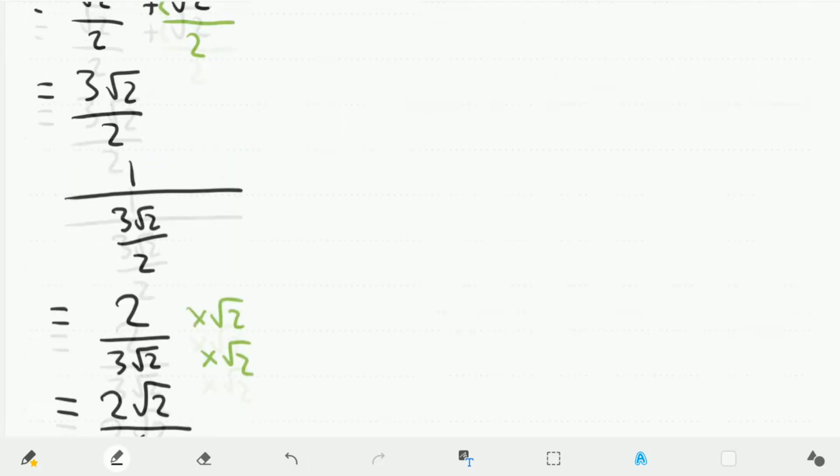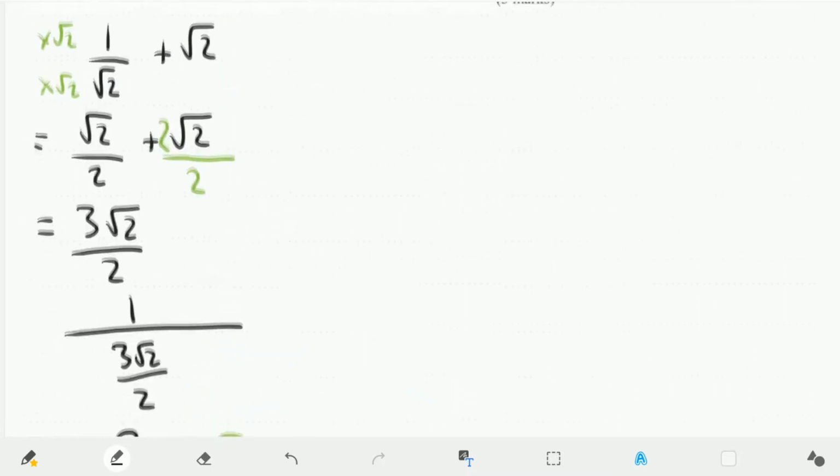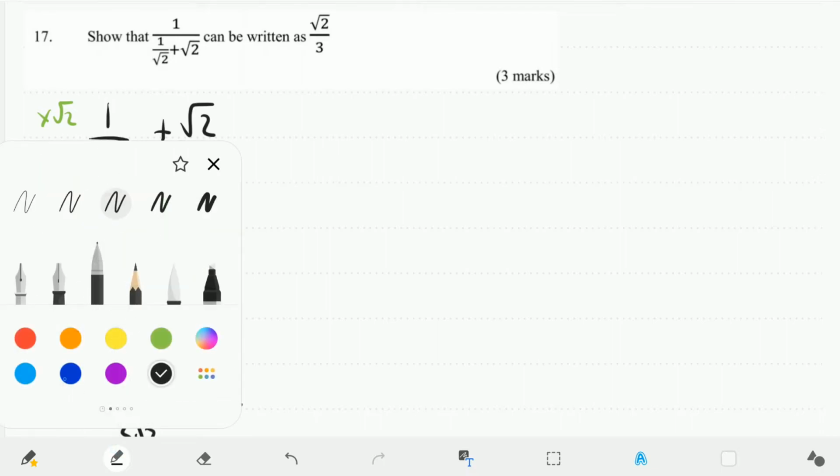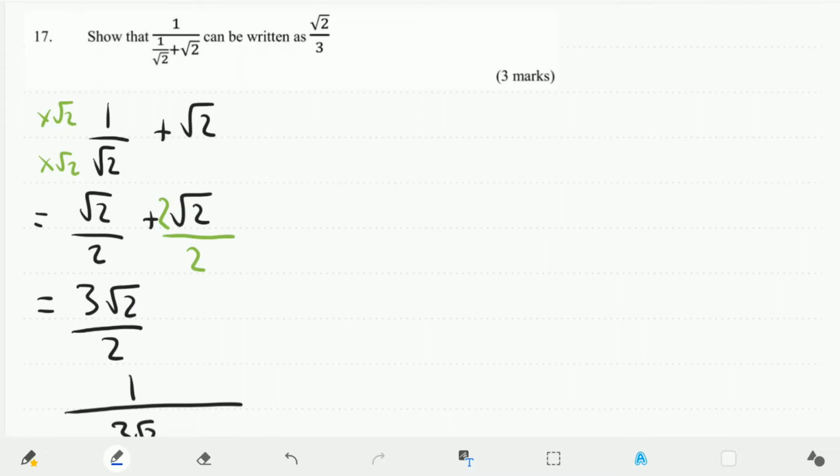However, as we can see, this was quite a long method, a long way of going about doing it. In this specific case, we don't have to rationalize the denominator, and I'll show you that on the right-hand side. So if we didn't want to rationalize the denominator to start off with, then we would still have the 1 over root 2 plus our root 2.